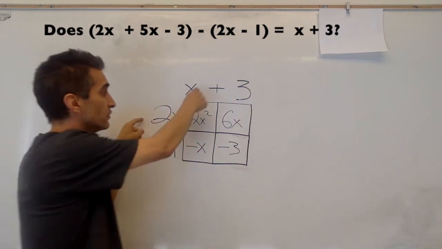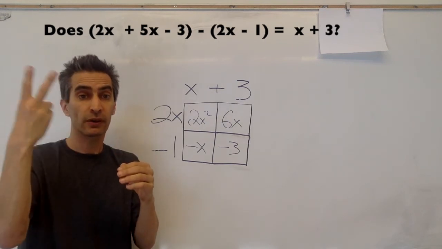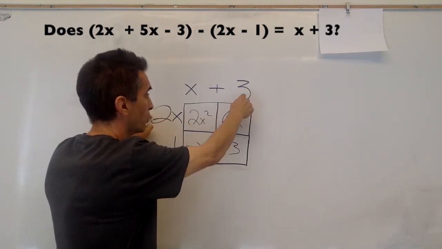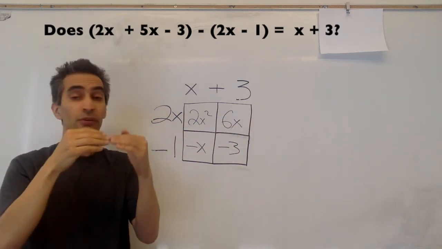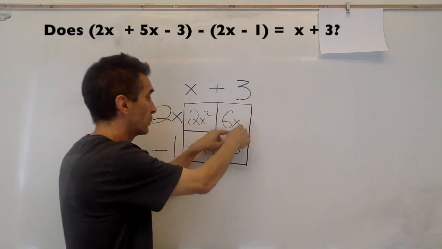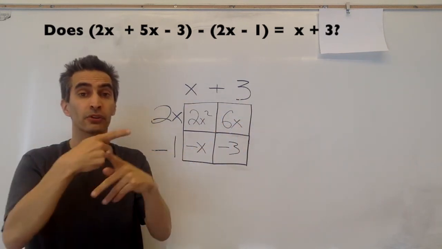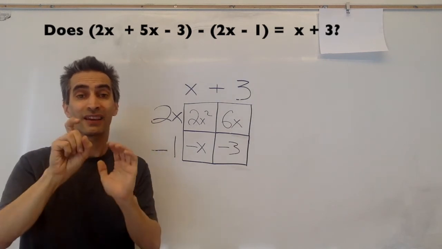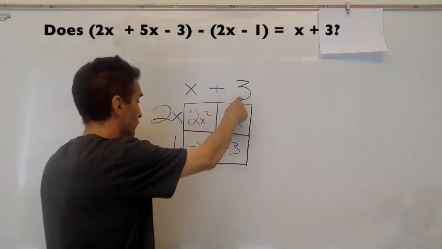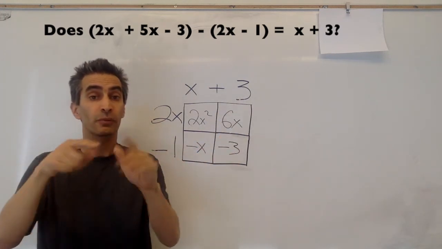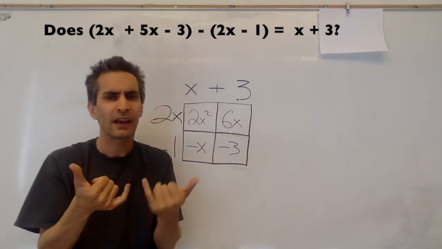Again, x times 2x equals 2x squared. 3 times 2x equals 6x. And then next we've got x times negative 1, and that equals negative x. And last we've got 3 times -1, and that equals -3, right here in the lower right-hand corner.